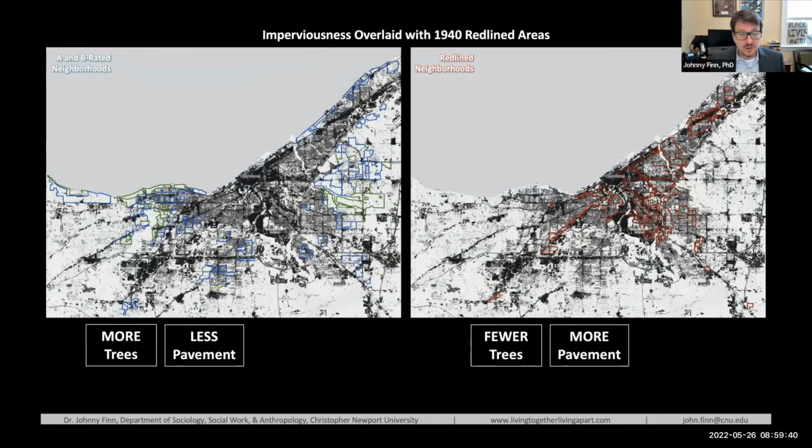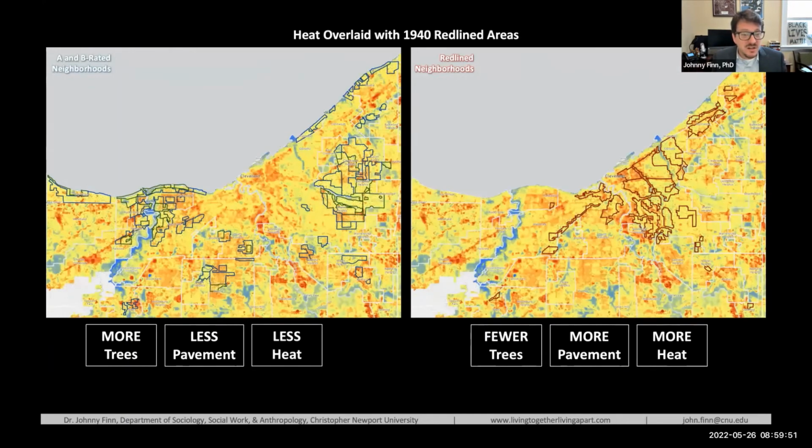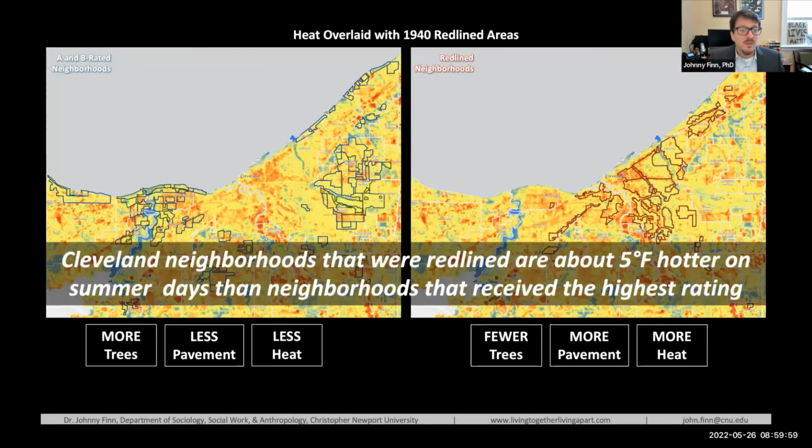And as a result, a study that just came out in 2020 in the journal Climate shows that in a survey of 108 different cities that were redlined, redlined neighborhoods are significantly hotter on summer afternoons than neighborhoods that escaped redlining. In Cleveland specifically, neighborhoods that were redlined are about 5 degrees Fahrenheit hotter than, in some cases, neighborhoods just a couple of blocks away that received the highest rankings on that redlining map.